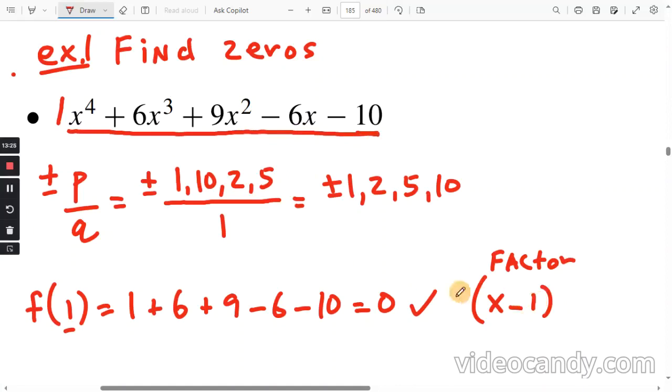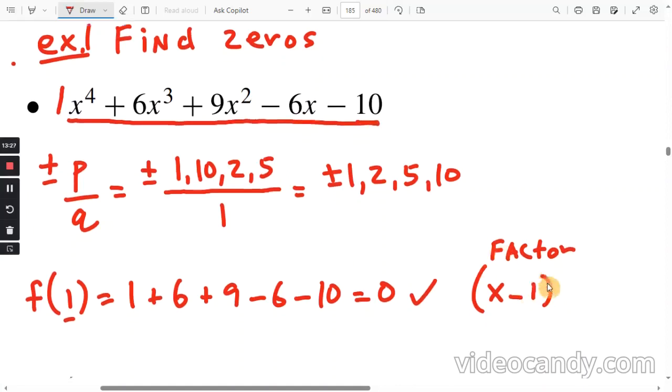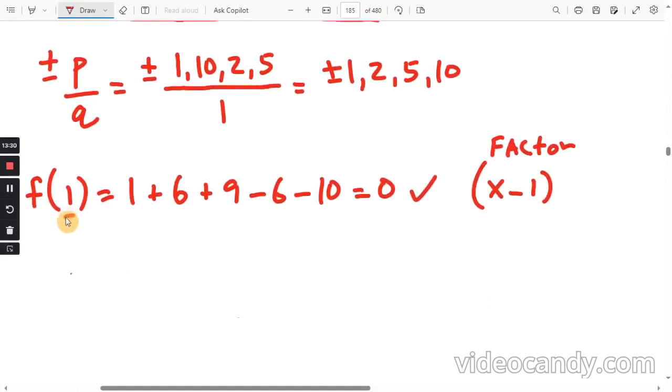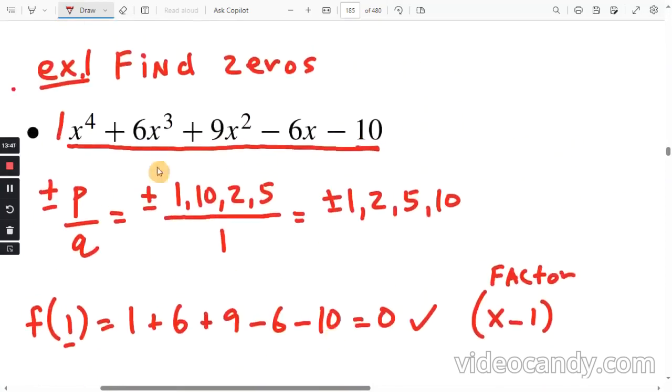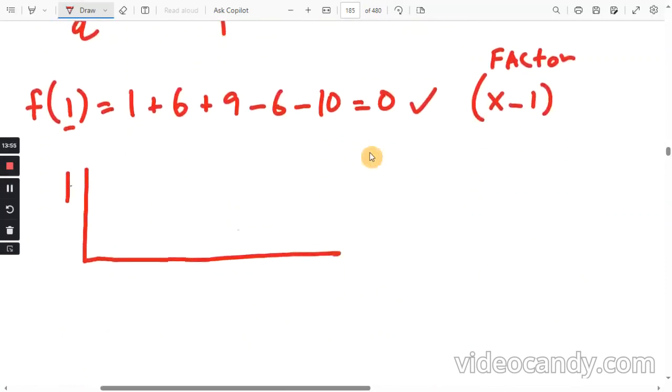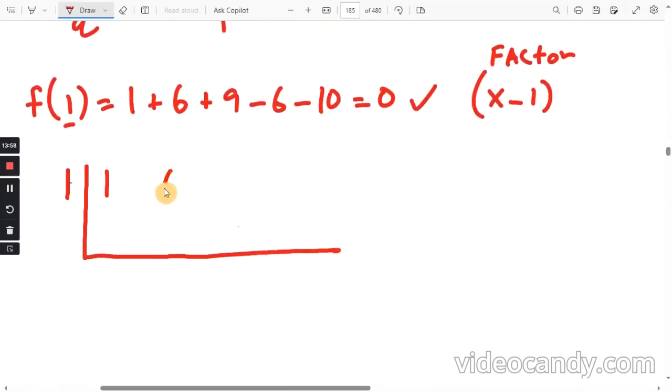Well, we could use long division, but since we're dividing by x minus 1, we might as well use synthetic. All right, so since it's x minus 1, the positive 1 goes out front, and you make the bracket to accommodate 2 rows. All right, and make sure the exponents count down, 4, 3, 2, 1, 0. The coefficients are 1, 6, 9, negative 6, negative 10.